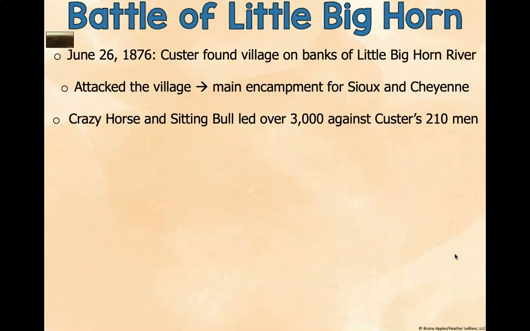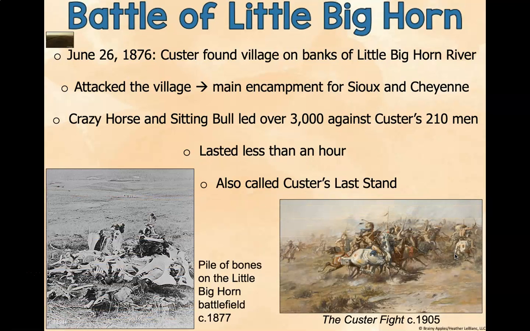So now we have the Battle of Little Bighorn. So we have June 26, 1876. General Custer found a village on the banks of the Little Bighorn River. He attacked the village, which was the main encampment of the Sioux and the Cheyenne tribes. Crazy Horse and Chief Sitting Bull led over 3,000 against Custer's 210 men. It lasted less than an hour. It was also called Custer's Last Stand.